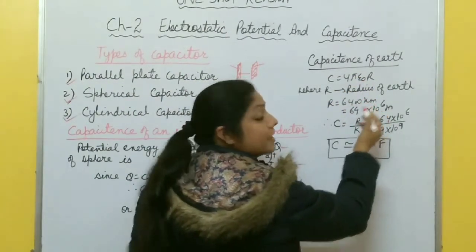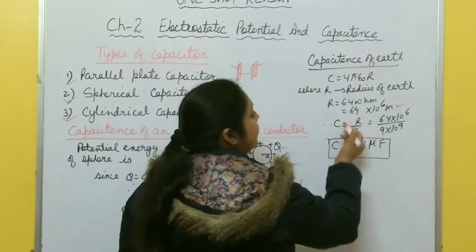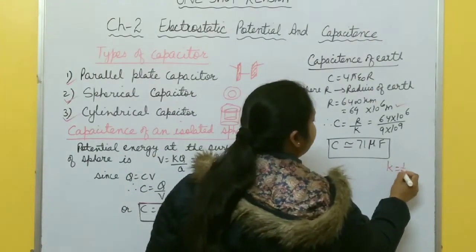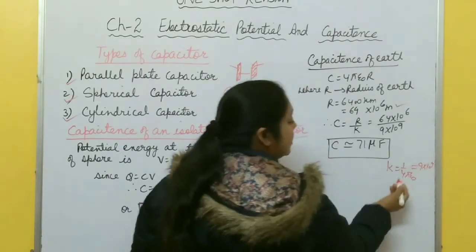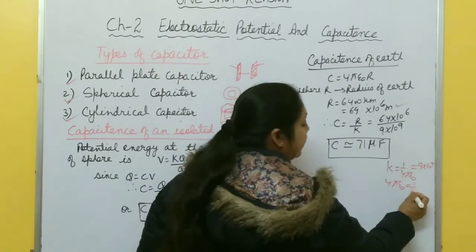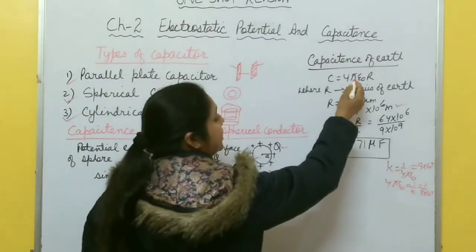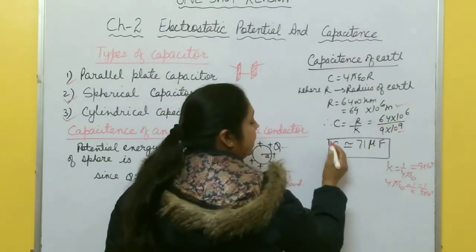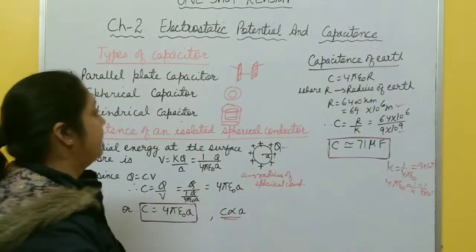I know the radius of the earth is 6400 kilometer. It means 6400 times 10 to the 6 meter. So C equal to this, and k is what? 1 by 4 pi epsilon naught, and its value is 9 into 10 to the power 9. So 4 pi epsilon naught is 1 by k, which means 1 by 9 into 10 to the power 9. You put the value, with R as this one, and you get the capacitance of the earth as approximately 71 microfarad, right?